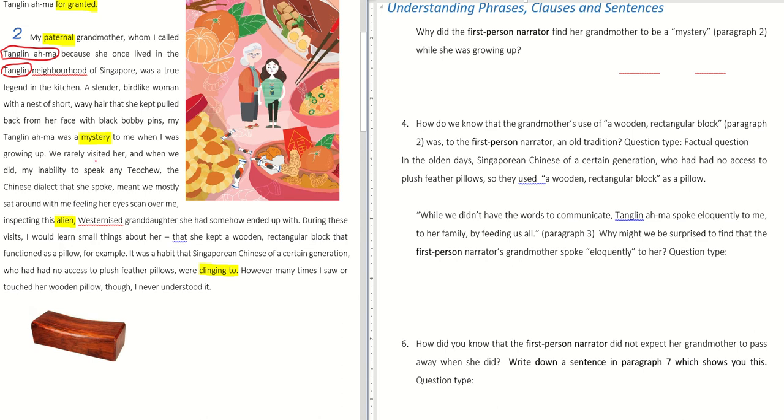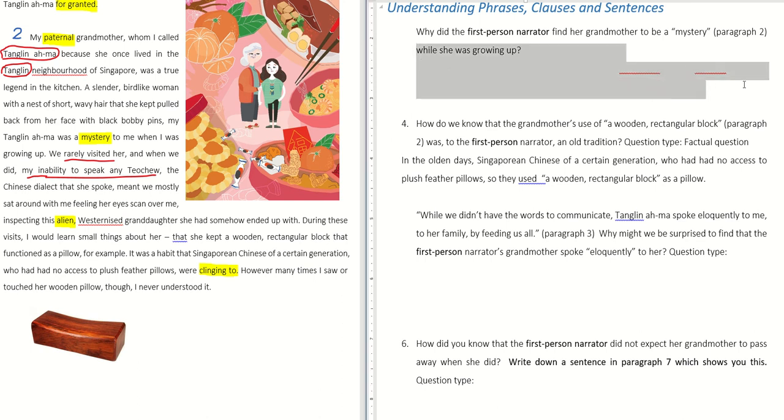She doesn't really know much about her grandmother because she rarely visited her, and when she did, she could not speak any Teochew. So it was not easy. That's why she found the grandmother a mystery.